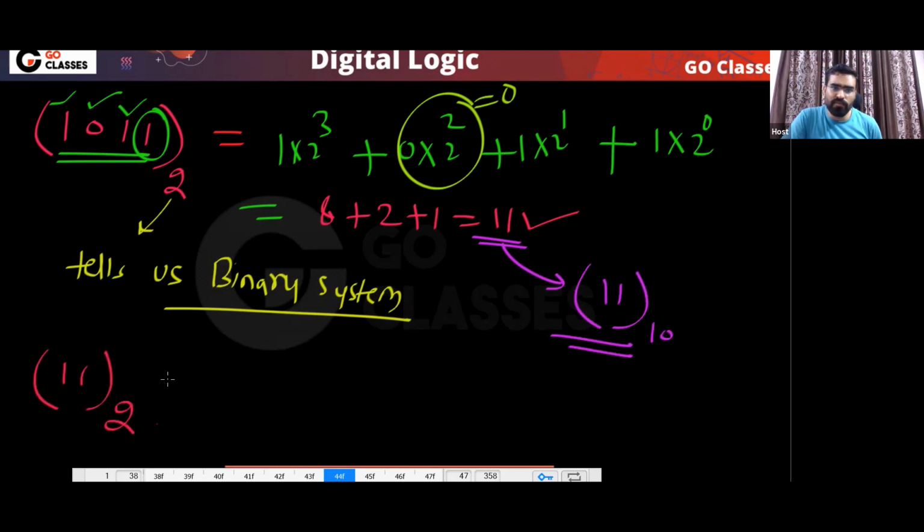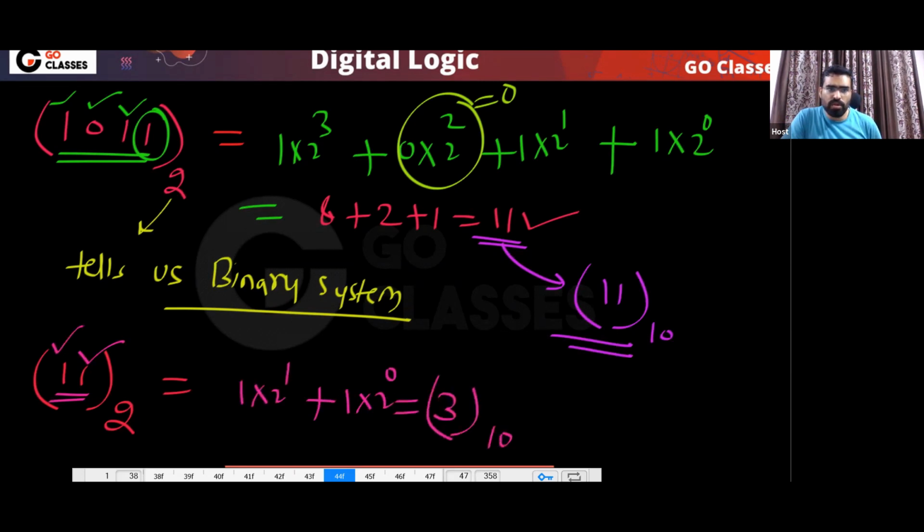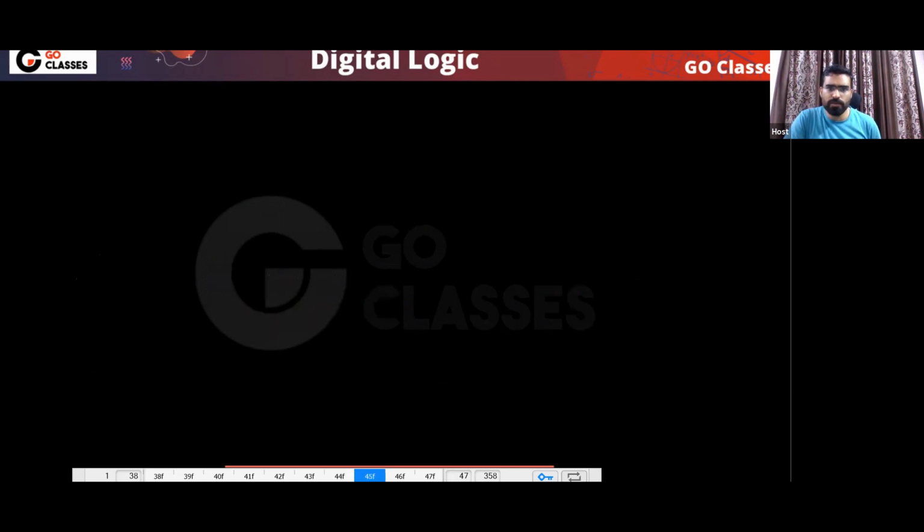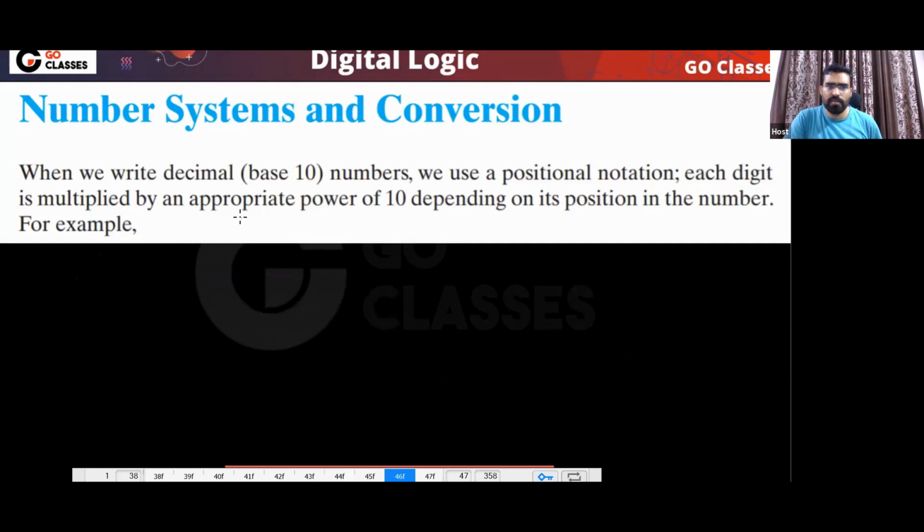Remember, what is 1 1 in binary? This has the weight 2 power 0 and this has the weight 2 power 1, so finally it will be 3. If you have this in binary, then you are counting 3 apples, and if you have this in binary, then you are counting 11 apples. I hope this point is clear. It is a very simple point.